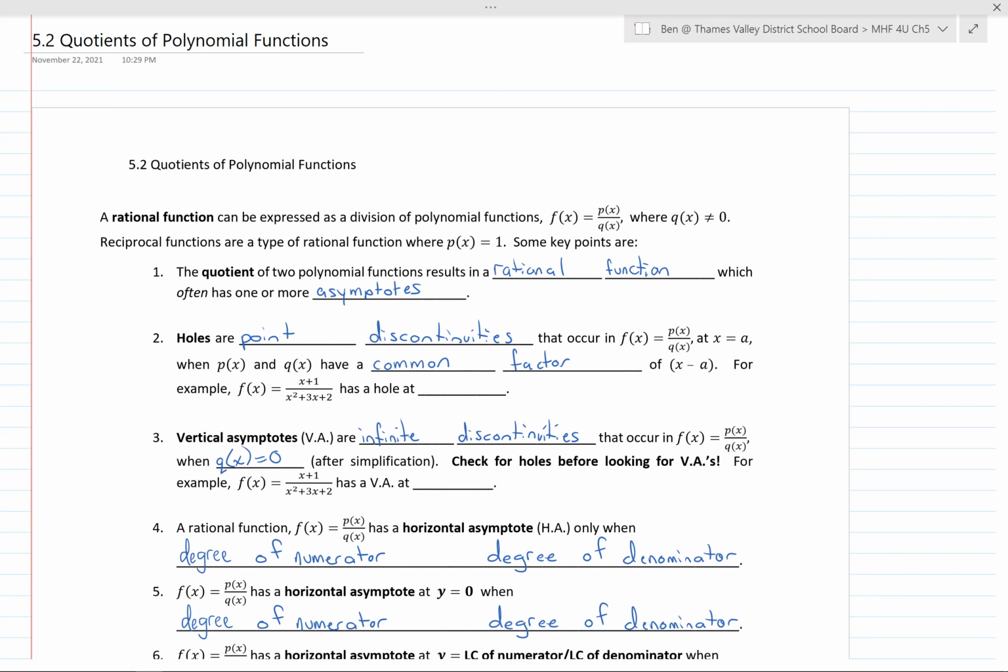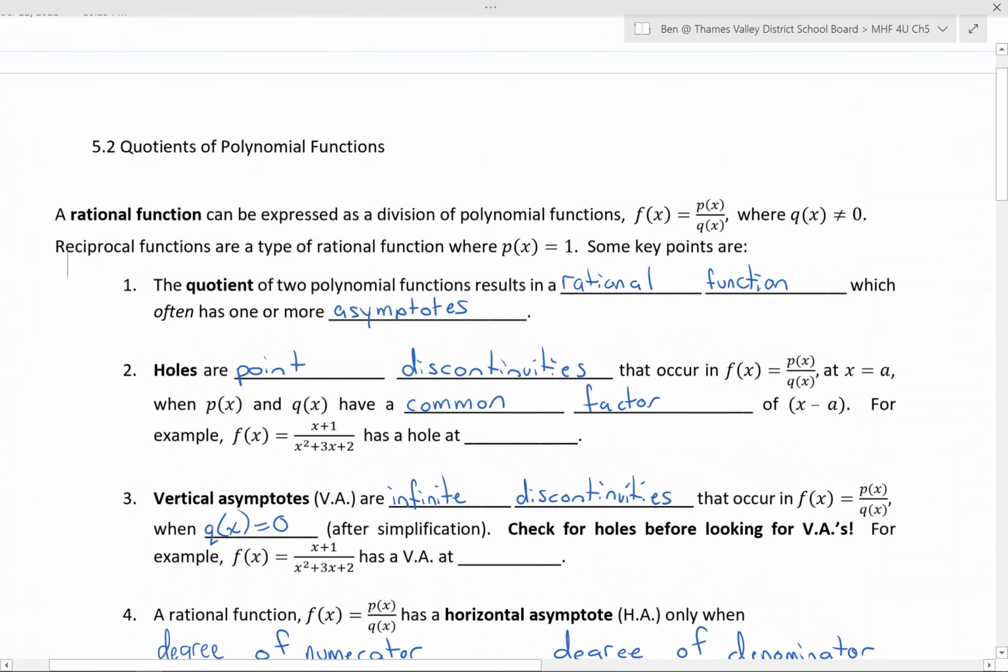Now, here we see our introduction to rational functions. A rational function can be expressed as a division of polynomial functions, meaning we've already worked with some kinds of rational functions before where we have 1 over q of x, which is a reciprocal function, like we studied in section 5.1. Could be q of x, could be f of x, could be g of x, whichever you prefer.